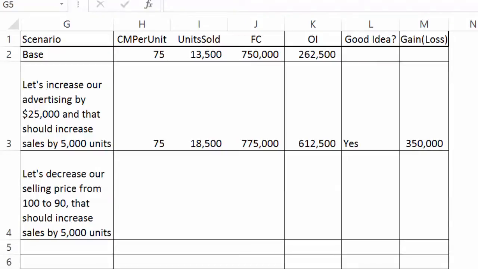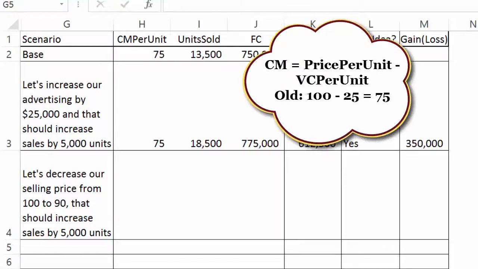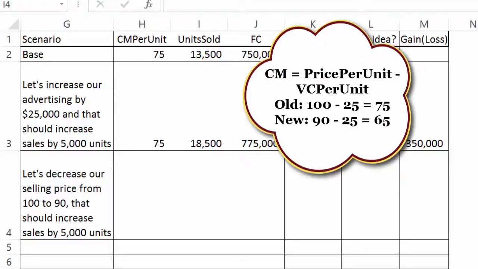Let's move on to the second scenario. Our sales manager comes in and says, let's decrease our selling price from $100 to $90. That should increase sales by 5,000 units. Let's examine this scenario. Does it affect our contribution margin per unit? Our contribution margin is our selling price minus our variable cost. If our selling price decreases by $10, then what is that going to do to our contribution margin per unit? It'll decrease it $10.